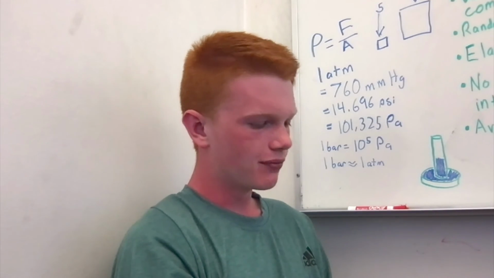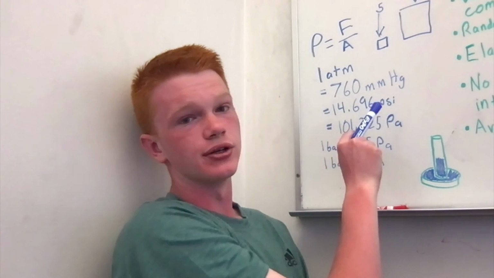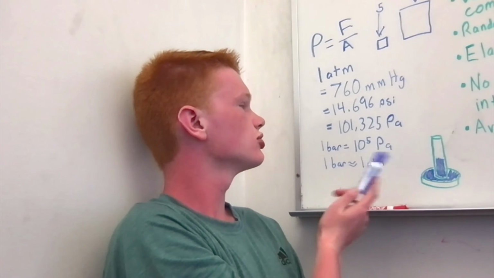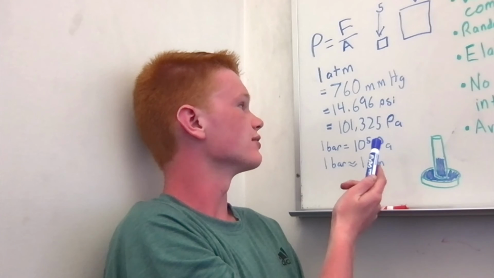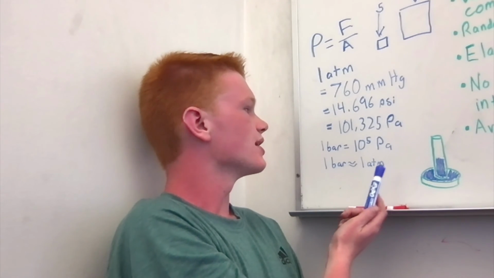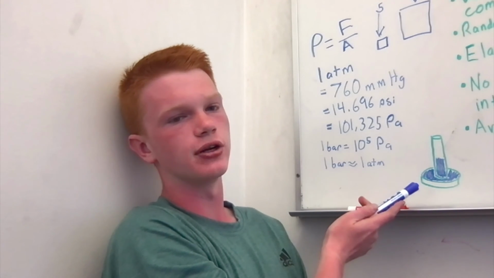And one of the most common applications of pressure is atmospheric pressure. So there are a lot of different units for pressure. You have 1 atmosphere is equal to 760 millimeters of mercury, 14.696 pounds per square inch, which is also equal to 101,325 Pascal. And then 1 bar is equal to 10 to the 5th Pascal, and 1 bar is approximately 1 atmosphere.